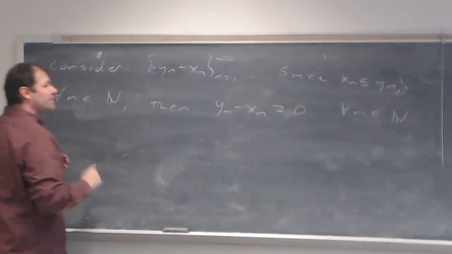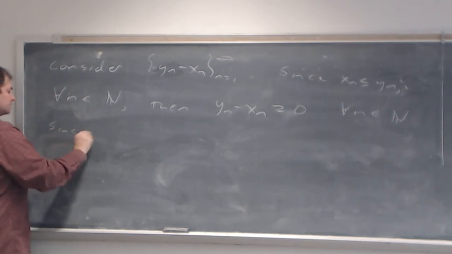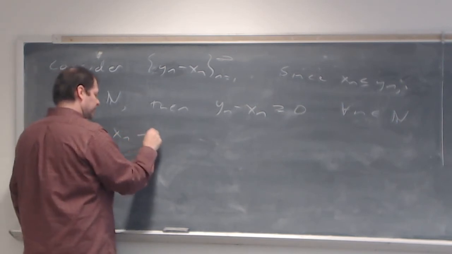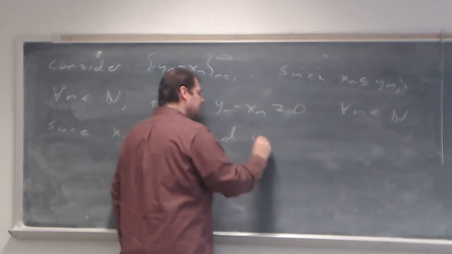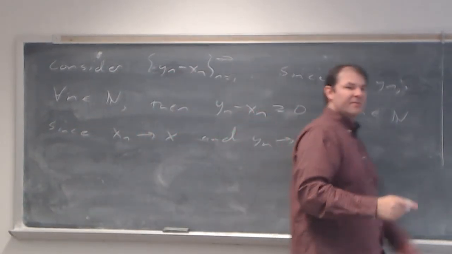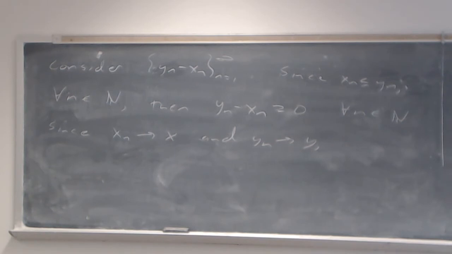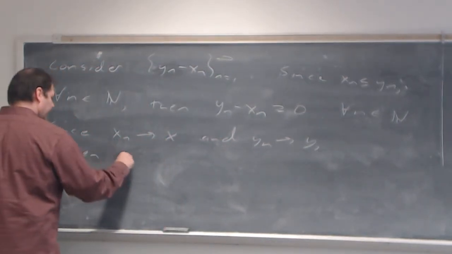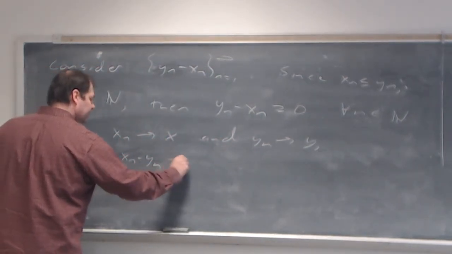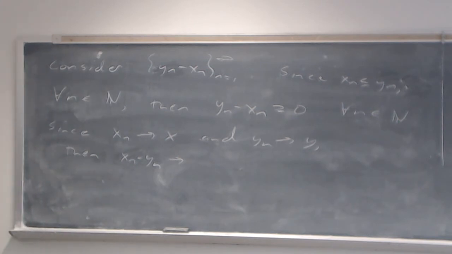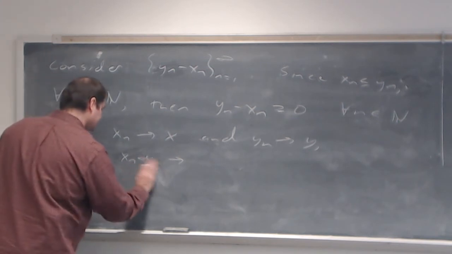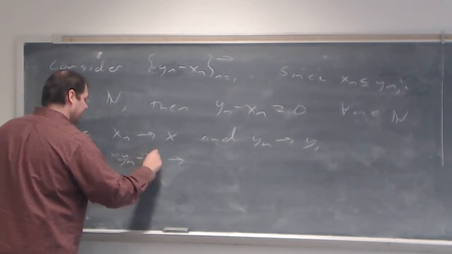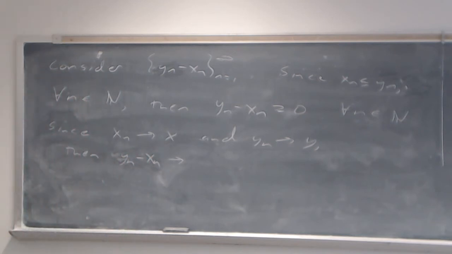So we're looking at this non-negative sequence, and since x sub n converges to x, and y sub n converges to y, then that algebraic property of convergent sequences theorem can kick in. That is, y sub n minus x sub n, which is what we're looking at, as a sequence, what's it going to converge to? y minus x. That's right.